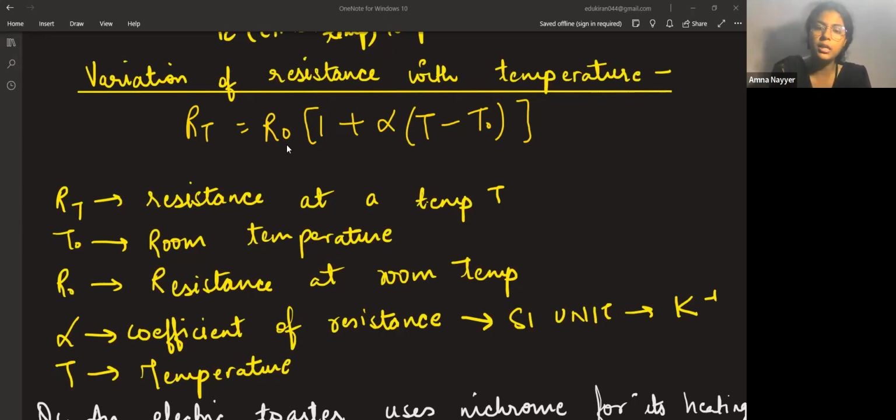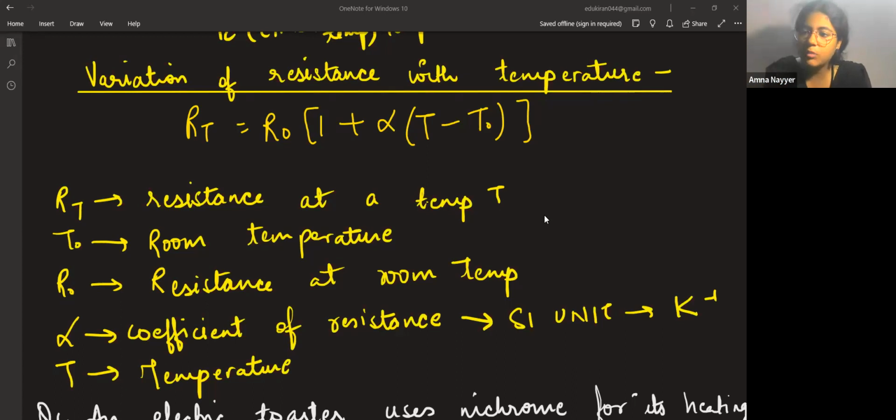The other value you'll have to calculate. So alpha is the temperature coefficient of resistance. Its SI unit is inverse of Kelvin. And this is the temperature difference. The temperature at which you are calculating the resistance is T, and the room temperature for which R naught was given is T naught. So two resistances for two values of temperature. For temperature T, you have RT. For the value of temperature T naught, you have R naught.